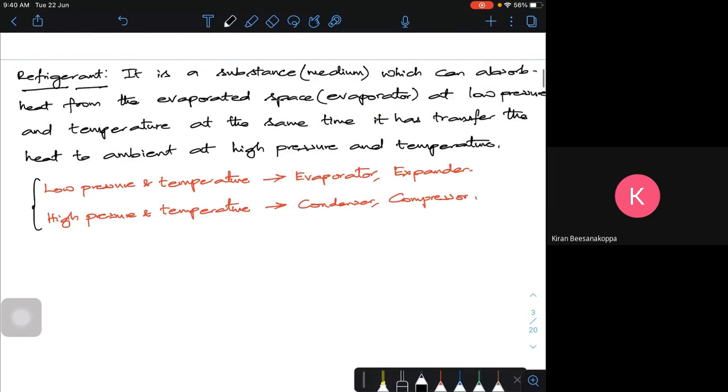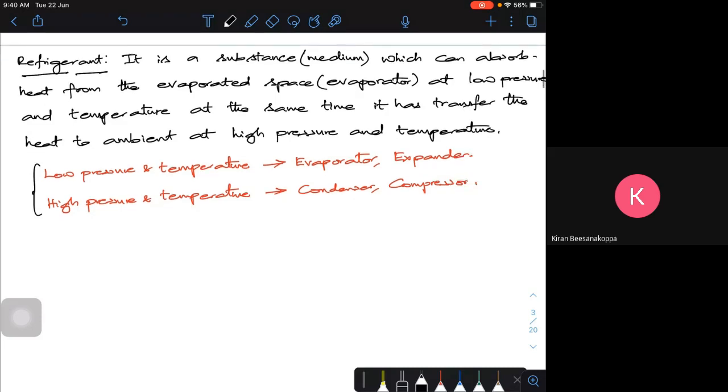Now, I told you this is a simple definition of a refrigerant. Now, what are the properties it should have? Let's look at the properties of a refrigerant. I'm going to give around 8 to 10 properties, then you can refer to any standard textbooks. The first property: it should have low boiling point and low freezing point.